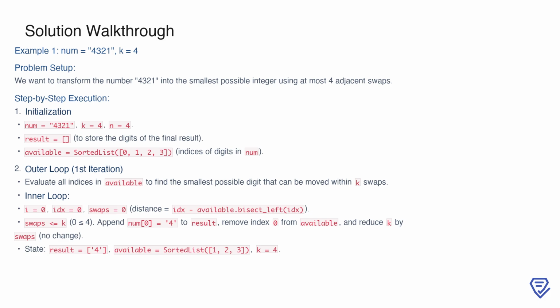In the first iteration of the outer loop, we evaluate which digit can be moved to the first position with the fewest swaps. The inner loop considers each index in available. For the first digit, we check index 0, which requires 0 swaps since it's already at the beginning. We add the digit 4 to our result, remove its index from available, and update our state. At this point, the result contains 4, the available indices are 1, 2, 3, and we still have all 4 swaps remaining since none were used.